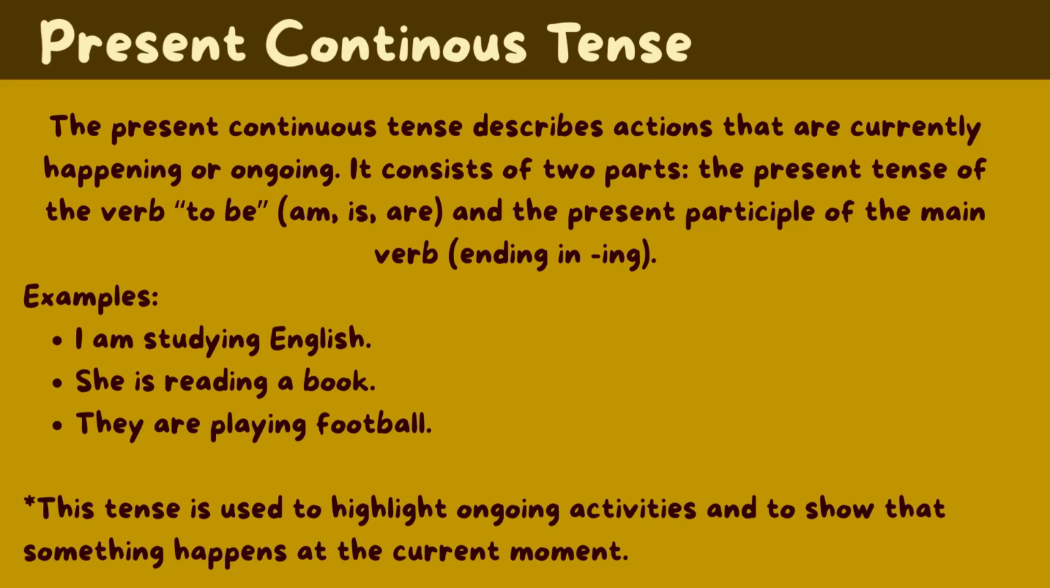This tense has two important parts. First, the present form of the verb "to be": am, is, and are. Second, the present participle of the main verb, which usually ends in -ing.